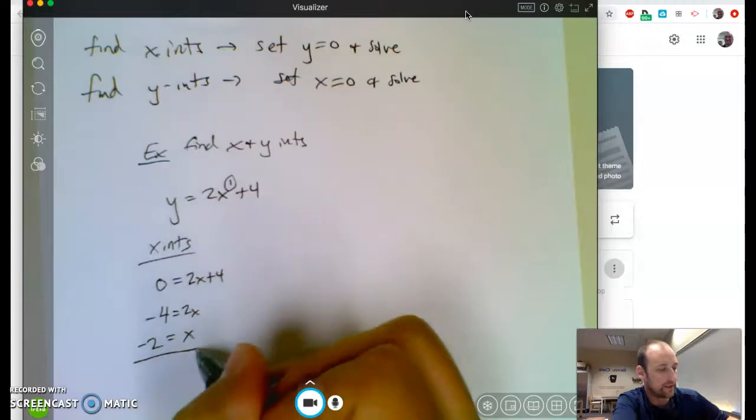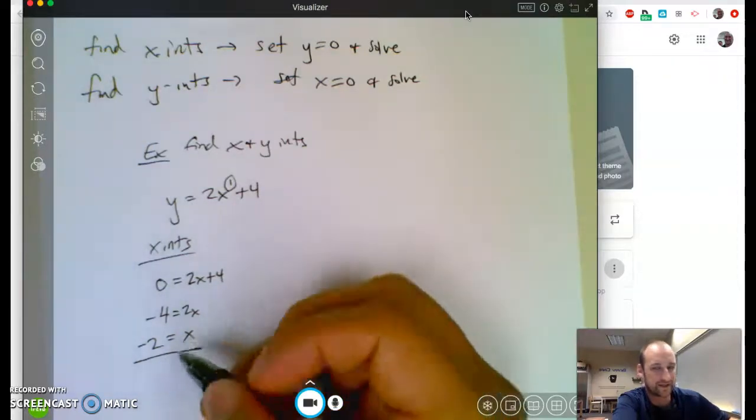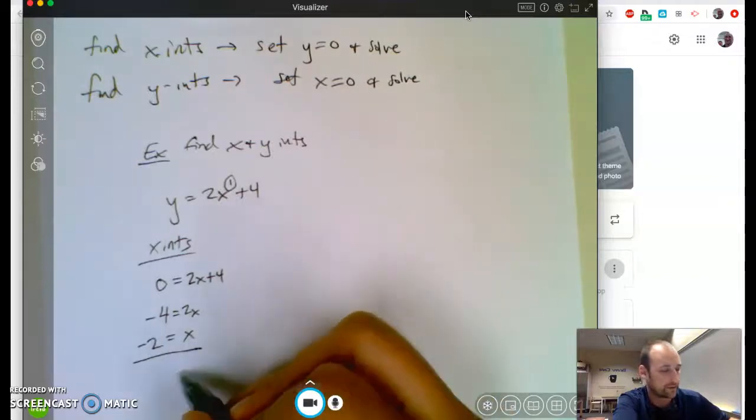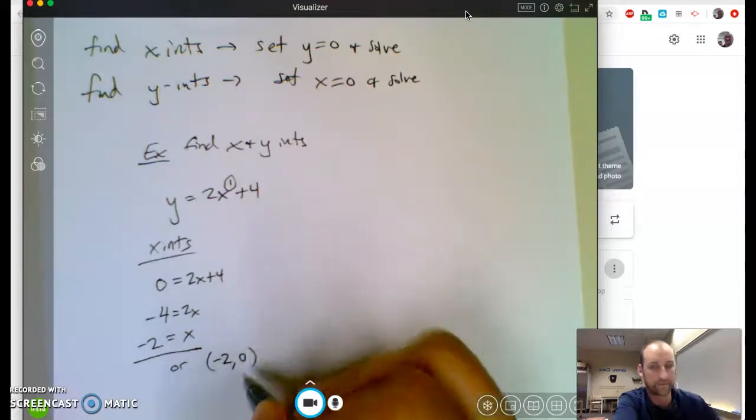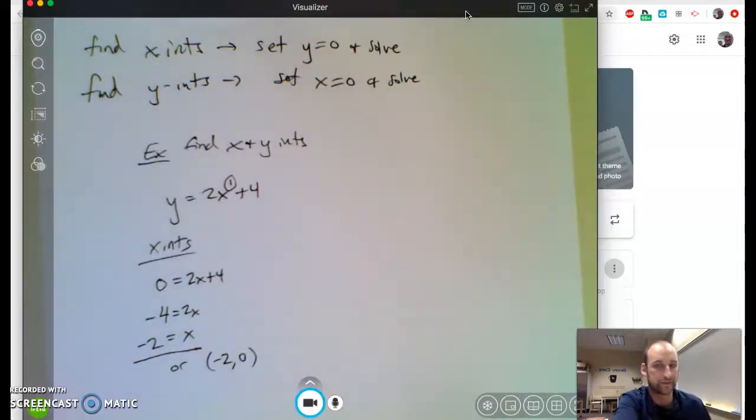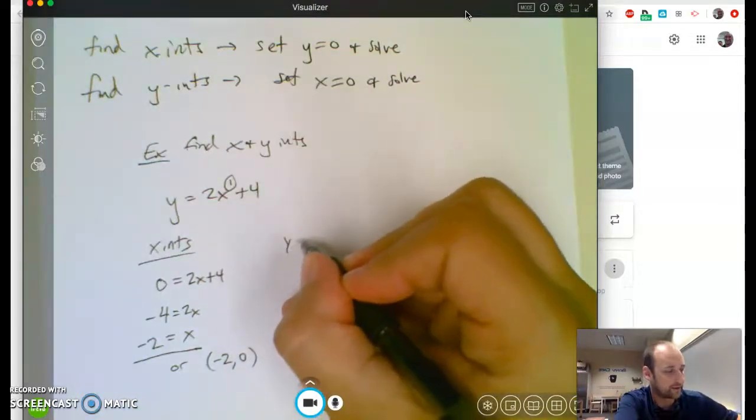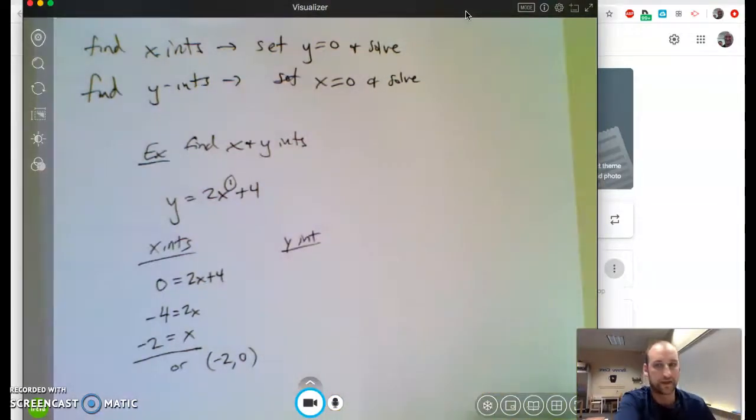Okay, now keep in mind, what does this mean? This means my graph hits the x-axis at -2. Or if I were to write it as a point, it would be the point (-2, 0). Right? That's really what that means. It's an x-intercept. Now when I go for a y-intercept, I write it here. I'm kind of keeping my work separate.